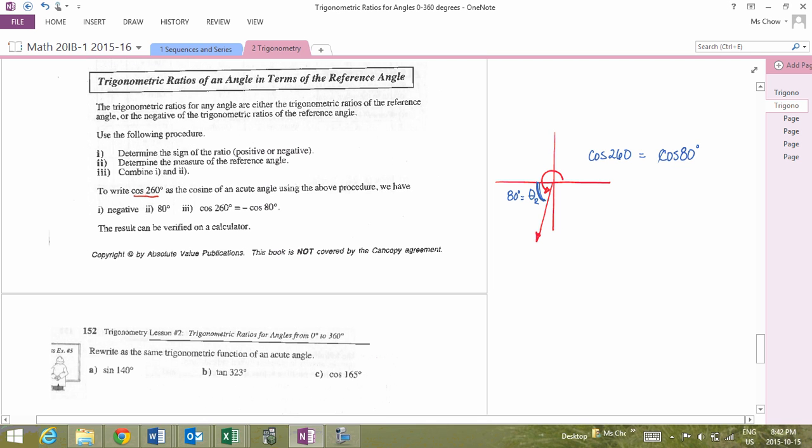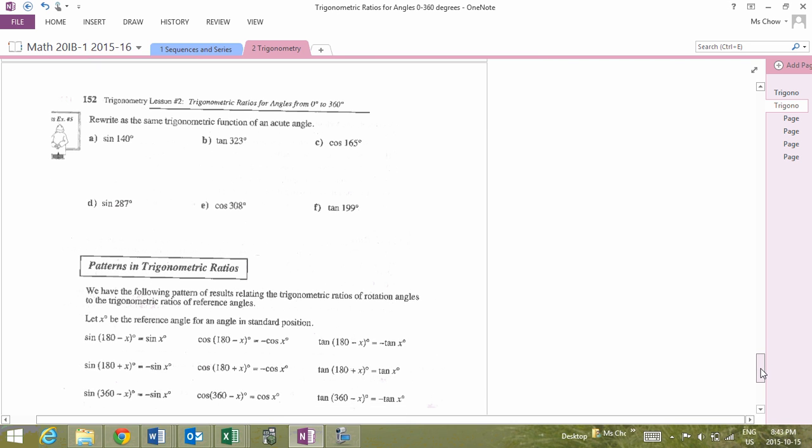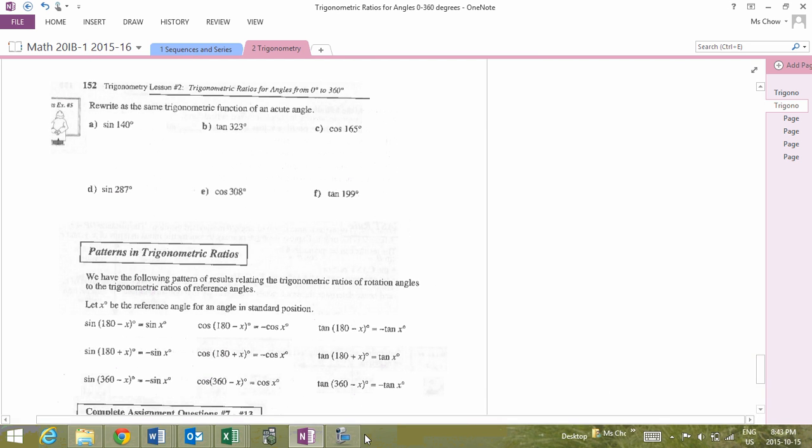So cosine of 260 degrees will have the same ratio as cosine of 80 degrees. The only difference will be the sign. So again, we go back to our CAST rule, and because we're now in quadrant 3, cosine is going to be negative right here. So cosine of 260 degrees is going to be the negative of cosine of 80 degrees. Put both of those into your calculator and you'll see that they have the same decimal equivalent. Okay, so take a moment, work through the questions in class example number 5, put this on pause, and we'll come back and compare.